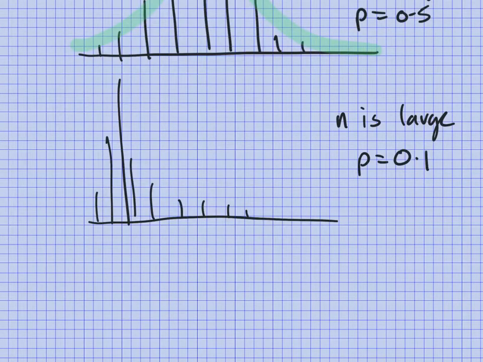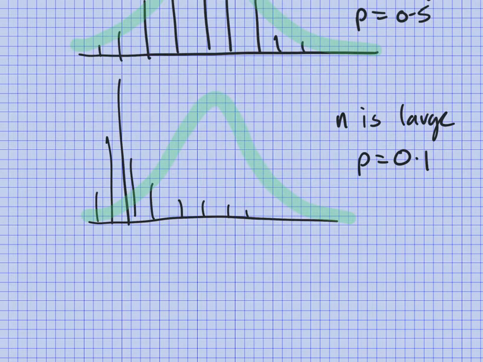But this time I've got a smaller value of p, and this time you can see that it doesn't look like a normal distribution. It's not symmetrical, and so the approximation would be bad. If p is small. If p is too large, it looks the same thing but skewed the other way.